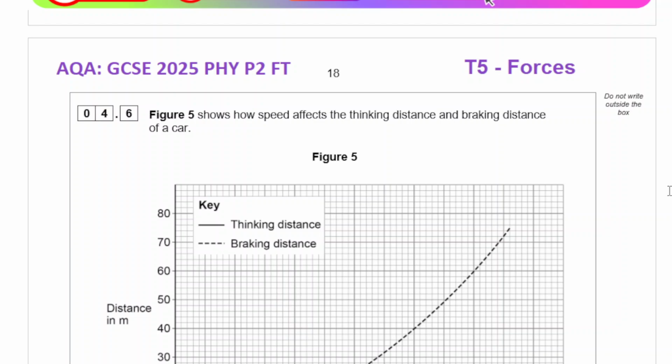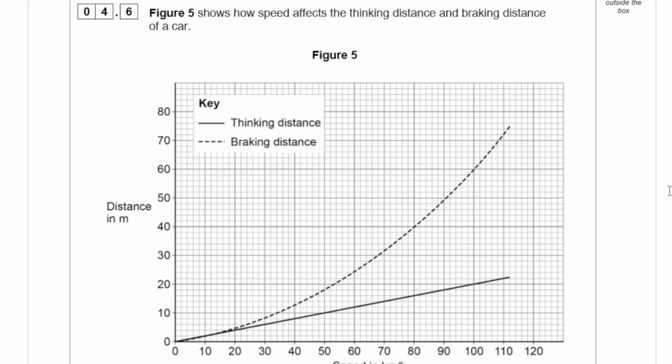Figure 5 shows how speed affects the thinking distance and braking distance of a car. So the thinking distance is the bottom line, the solid line. The braking distance is the dotted line. So the thinking distance is actually increasing steadily in a straight line. It's constant. Whereas the braking distance is non-linear. It is still increasing. It's actually increasing much faster than the thinking distance.